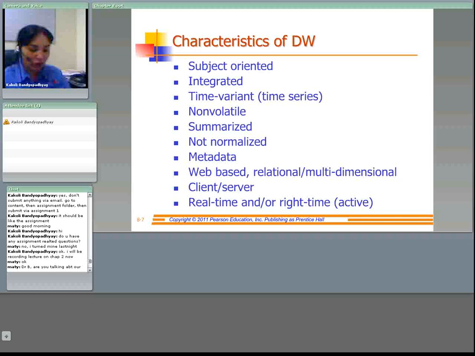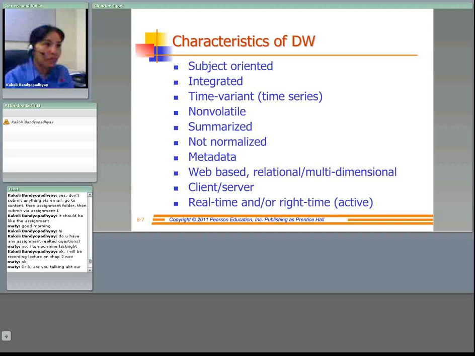A data warehouse can be web-based, which provides easy access, so it becomes easily accessible. It uses a relational or a multi-dimensional structure. It uses the client-server architecture to provide easy access to end users, and it also provides real-time or active data access and analysis capabilities. Data warehouse also includes metadata. Metadata is data about data, a data about how the data are organized, or the rules for organizing data in the database, and how we can effectively use them. Okay, so these are some of the characteristics of a data warehouse.